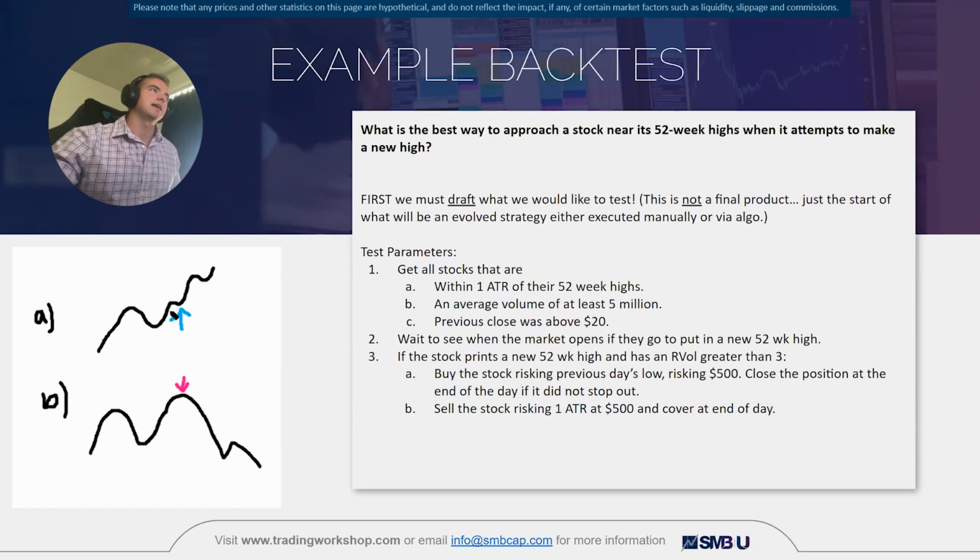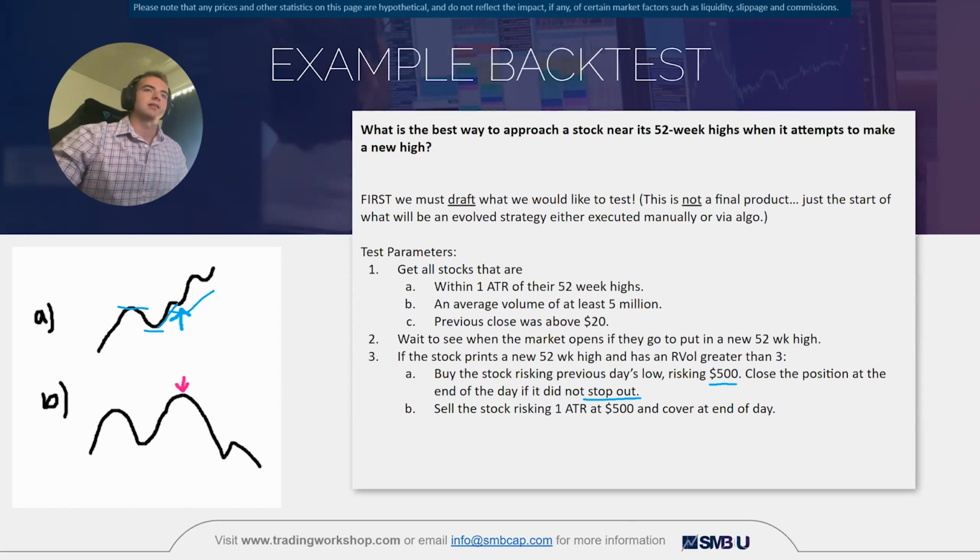The first option is we can buy it, and we're going to hope that it just continues to go higher. In this case, we're going to define our risk as the previous day's low, risking $500, and close it out at the end of the day if it did not stop out. So this is going to tell us essentially that if we are near a 52-week high, we break into a new 52-week high, and we just close it out at the end of the day, risking that previous day's low, what is the result of that going to be? Now, the second thing we're going to test is it's near that 1 ATR, and it breaks into a new 52-week high, risk 1 ATR at $500 and cover it at the end of the day.